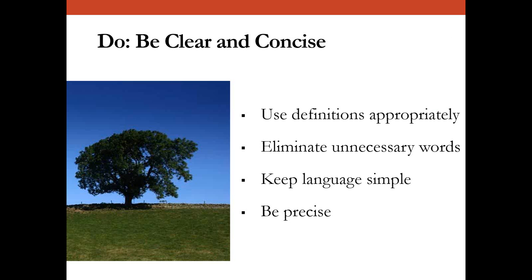So first of all, one of the things you want to do when you're drafting a policy is be clear and concise. If a policy is complicated, you want to make sure that you have definitions of things. If you have a policy that talks about tobacco, for example, you want to make sure that the word tobacco is defined.